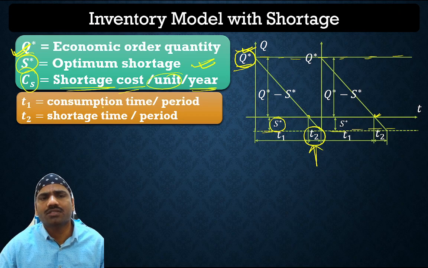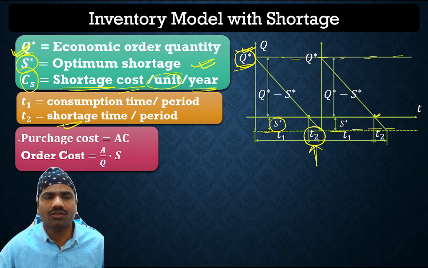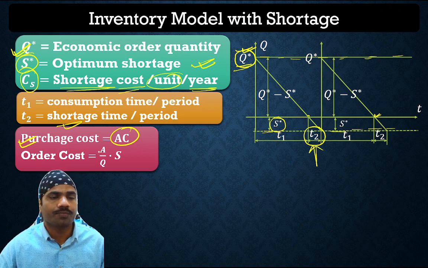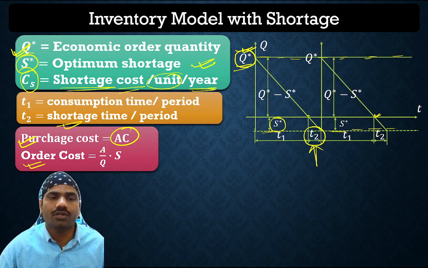We have two times: one is consumption time, and the second is shortage time. Here we have some costs. The purchase cost is the fixed cost, and that is A into C. We have another cost, the ordering cost or order cost, that is A by Q into S, like in the first model we had earlier.